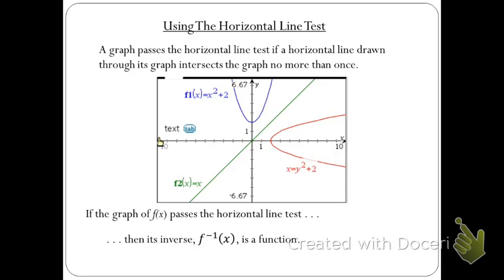Let's talk a little bit more about the horizontal line test that I showed you a moment ago. Go ahead and write down the information that you see on your screen right here. When you're trying to apply the horizontal line test to a function, you're trying to determine, first of all, whether its inverse is a function or not. A graph will pass the horizontal line test if a horizontal line drawn through its graph intersects the graph no more than once.